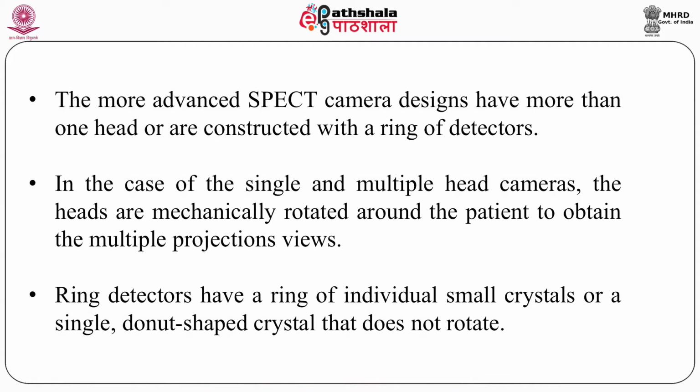What does it mean? We have two heads, or a 3-head camera, and the camera rotates all around the patient. The photon which is being emitted is captured by the detector and you can create an image. It means the detector moves either stepwise or continuously around the patient to acquire the emitted photons and then construct the image.